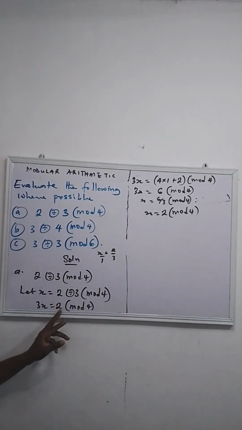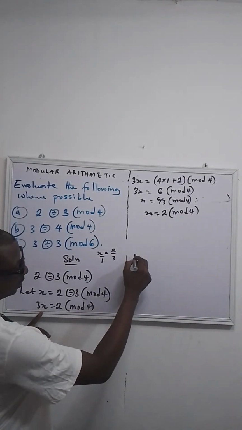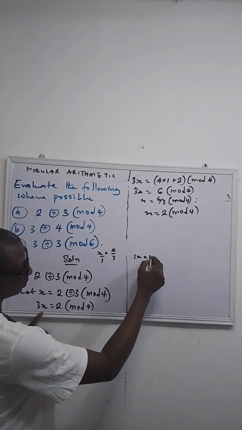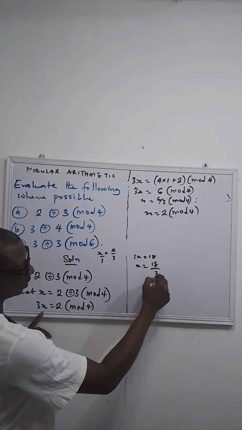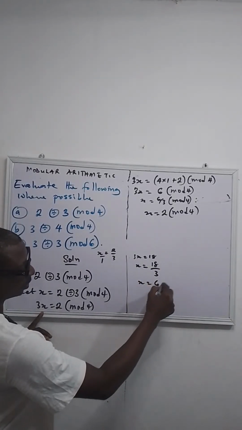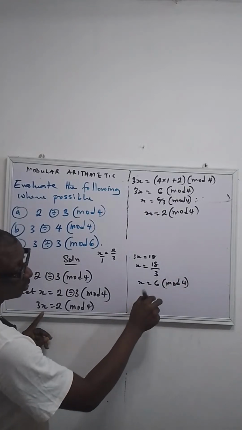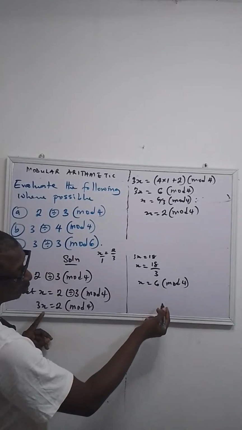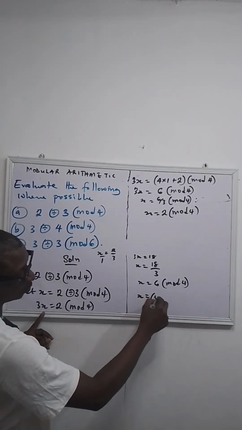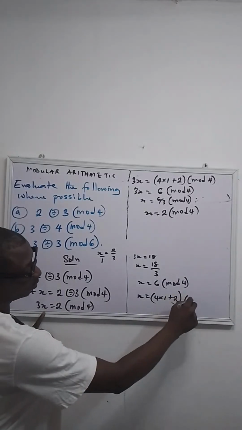So if I have 6, I can still express it in terms of x. I have 3x equals 18. So I'll have x equals 18 over 3. So x equals 6 in mod 4. I can't leave my answer like this because this is bigger than the mod. I have to express it, so I'll end up having 2 again. I have x equals 4 times 1 plus 2. Can you see that now in mod 4?